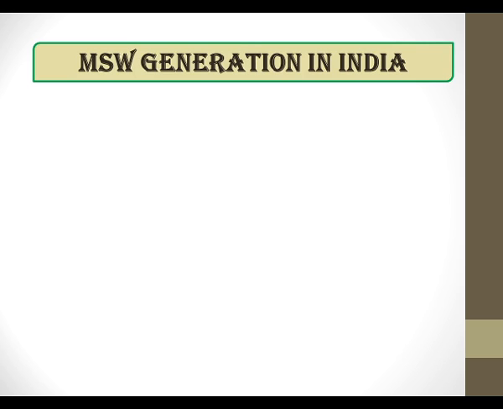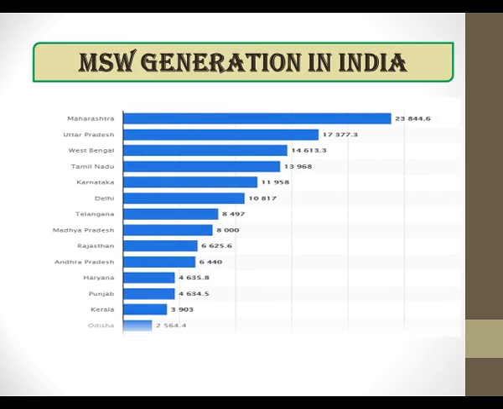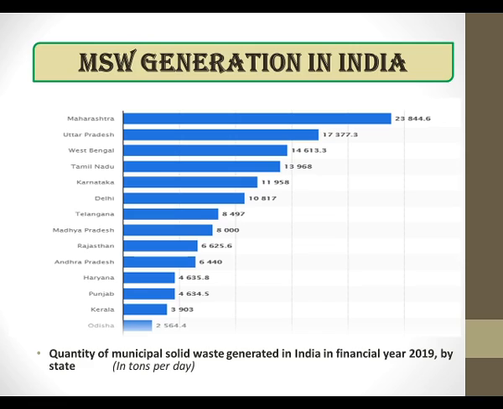Now, this slide shows the quantity of municipal solid waste generated in India in financial year 2019 by state in tons per day. This diagram shows the quantity of municipal solid waste. The state of Maharashtra in India produced more than 23,000 tons of municipal solid waste per day. It was the maximum amount generated by any state in the country. Other significant contributors were Tamil Nadu, Uttar Pradesh and West Bengal.